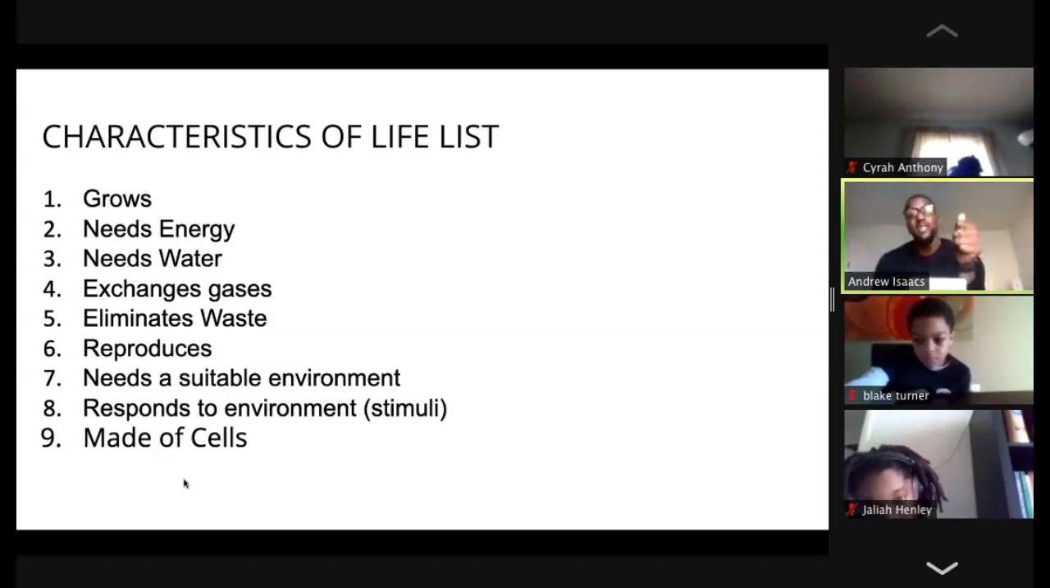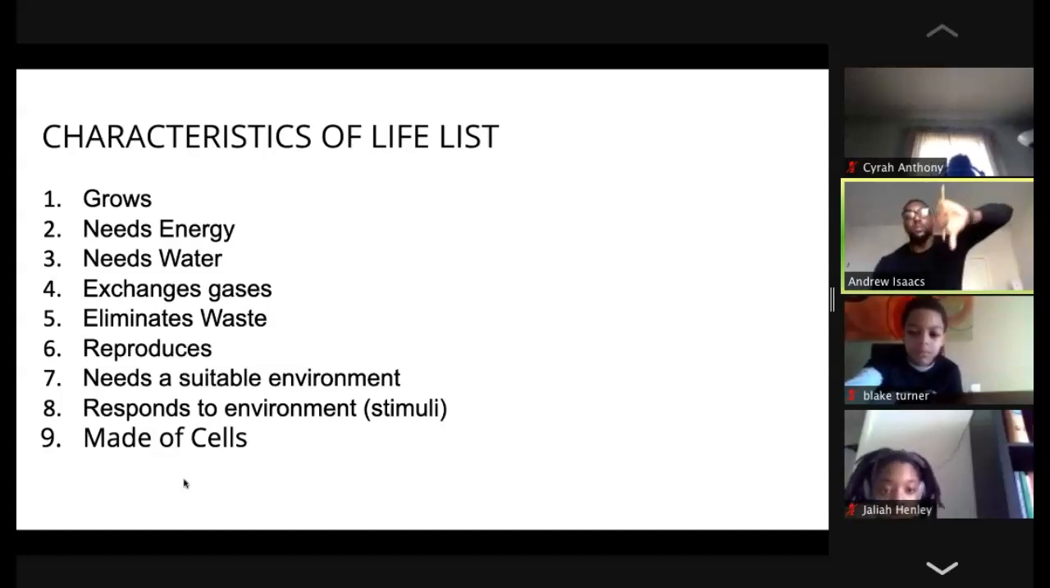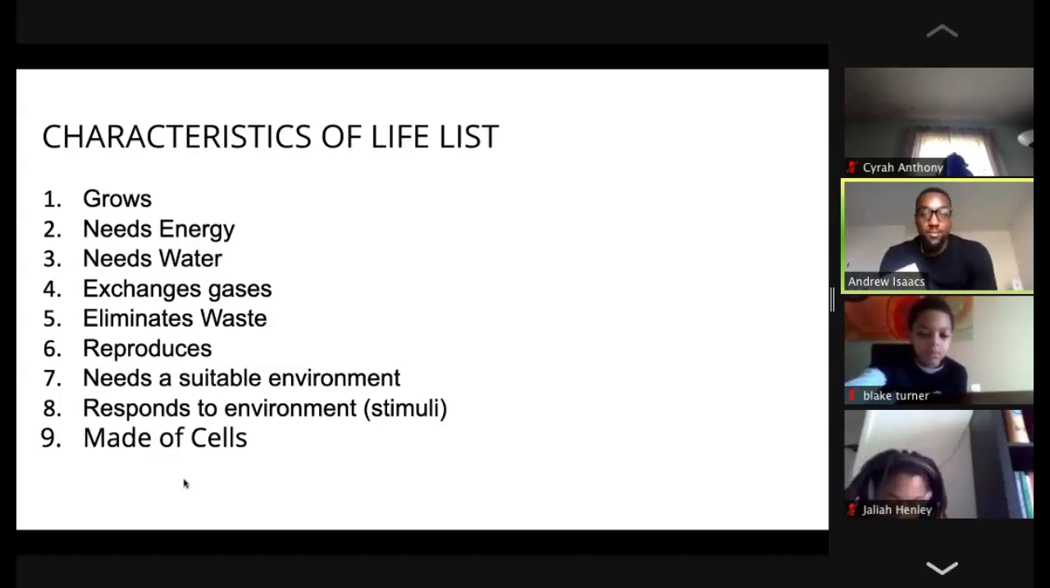We're going to say yes if it has one of these characteristics with a thumbs up, or we're going to say no if it doesn't have one of these characteristics with a thumbs down, okay? You ready? Everybody good to go? Guys, can I get a head nod if we're all ready? Ready? Great. So first characteristic of life. Can bacteria grow? Yes or no? Can they grow?